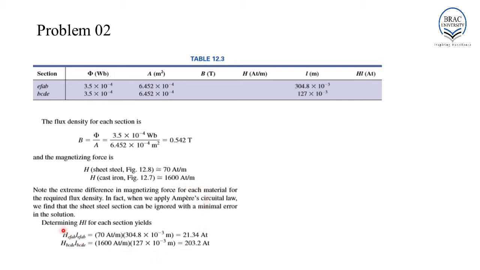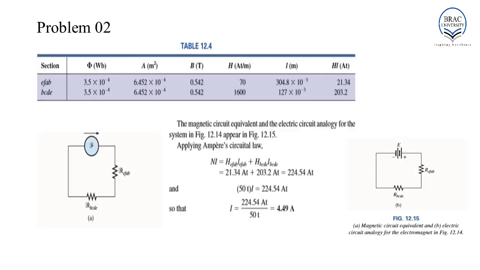Now we can determine HL for each section. For HEFAB and LEFAB, the value will be 21.34 ampere turns, and for the other section, the value will be 203.2 ampere turns. Now that we have all the required values of each variable, we can determine the equivalent magnetic circuit.